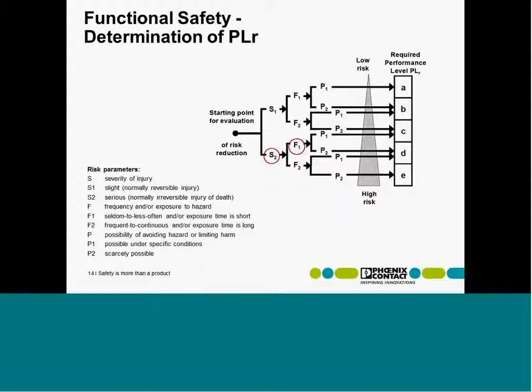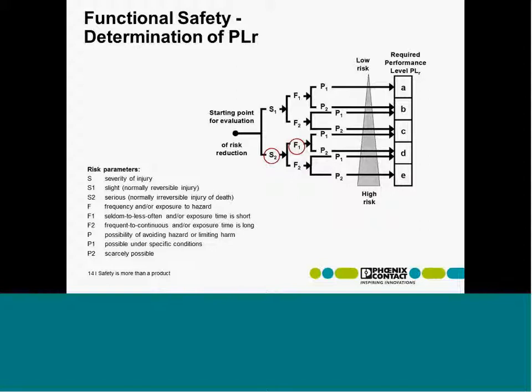Called possibility of avoiding a hazard or limiting a harm. That is relating to the speed of the movement, for example, but it can also be the complexity of the system. But for this application, I would say, okay, due to the high speed we have in the rotating cylinders, the operator has no choice to avoid a hazard.